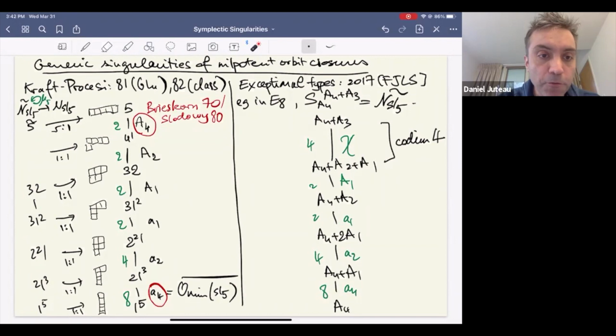So first of all, there's this top singularity. So you always have the regular nilpotent orbit on the top. And then if you have a simple Lie algebra, you have a unique subregular orbit. And so it's always of codimension two. And this singularity is always an ADE singularity.